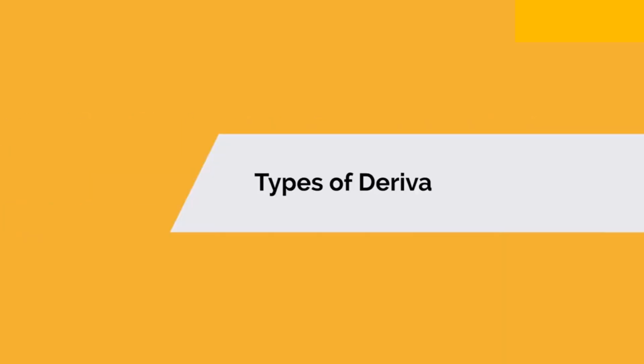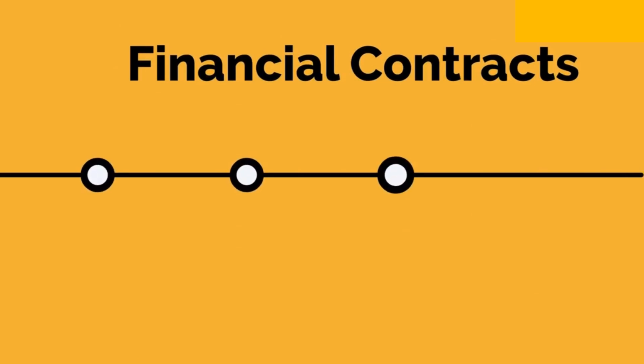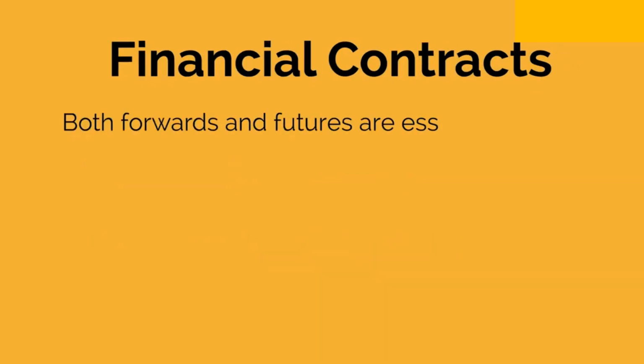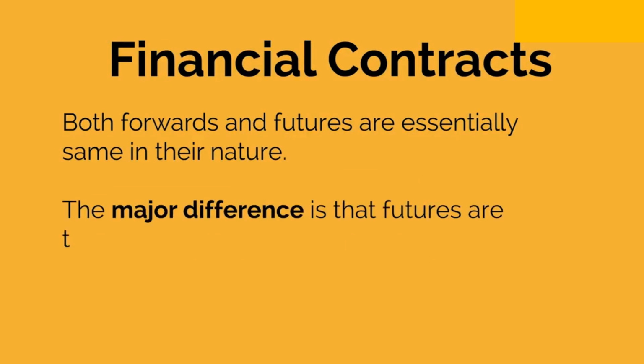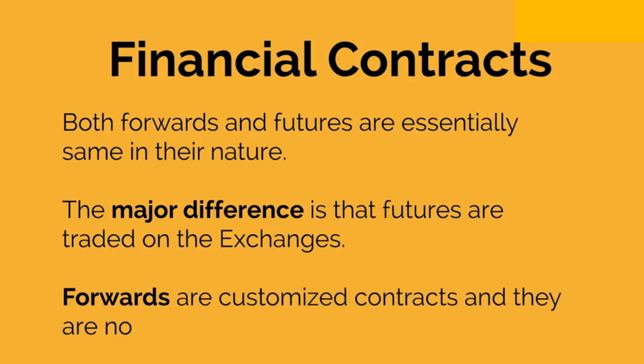Different types of derivative contracts. The 4 major types of derivative contracts are forwards, futures, options, and swaps. Let us take you through each of these types in detail. Forwards and futures. These financial contracts obligate the buyer to purchase an asset at a pre-agreed price on a specified future date. Both forwards and futures are essentially the same in nature. The major difference is that futures are traded on exchanges, while forwards are customized contracts and they are not traded anywhere.